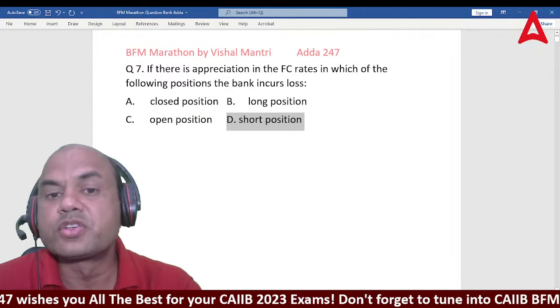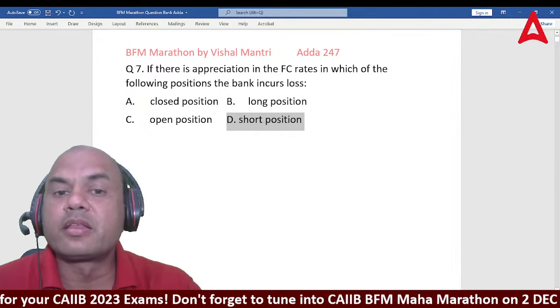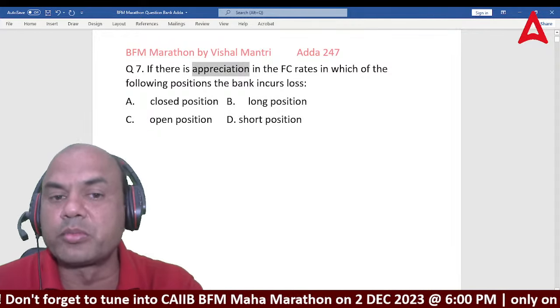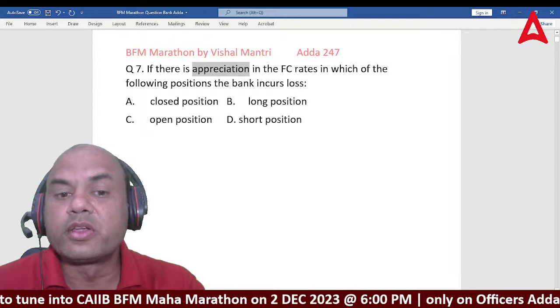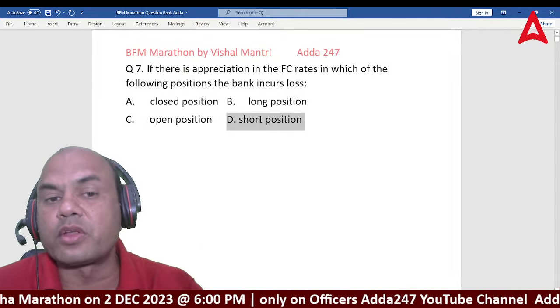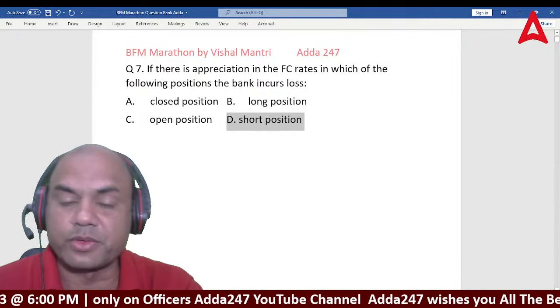Okay. Short means what? You have sold more. And when you have sold more and the rate goes up, see here, appreciates means what? Rate is going up. Now you have sold more. So I have sold, let's say, 100 shares, and now the rate has gone up. So I'll have to buy at a higher rate. So that's why I'll suffer a loss over here. Okay.